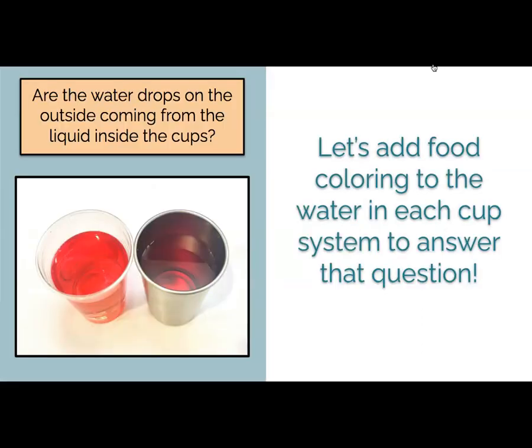Well, I came up with an idea to test Sarah's theory. So Sarah is saying the liquid is leaking through the walls of the cup. And I thought, well, let's add food coloring to each one of these cups and look at the drops on the outside of the cups. So if the drops on the outside of the cups are red or the same color as the liquid inside, then that would show that Sarah was correct. But if they weren't the same color as the liquid, then that would show Sarah was wrong.